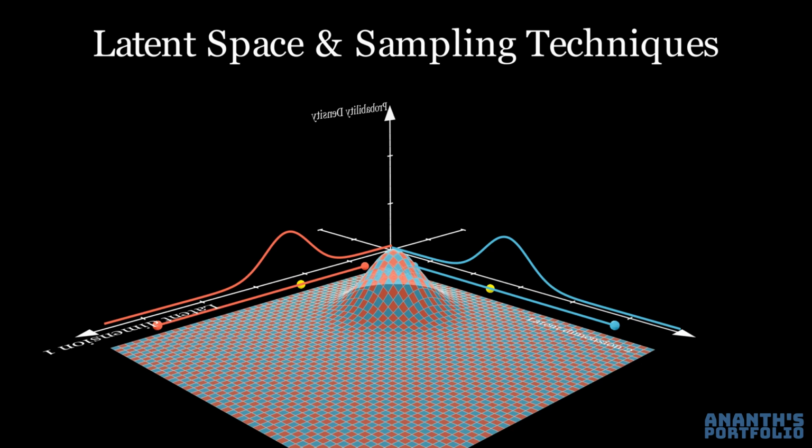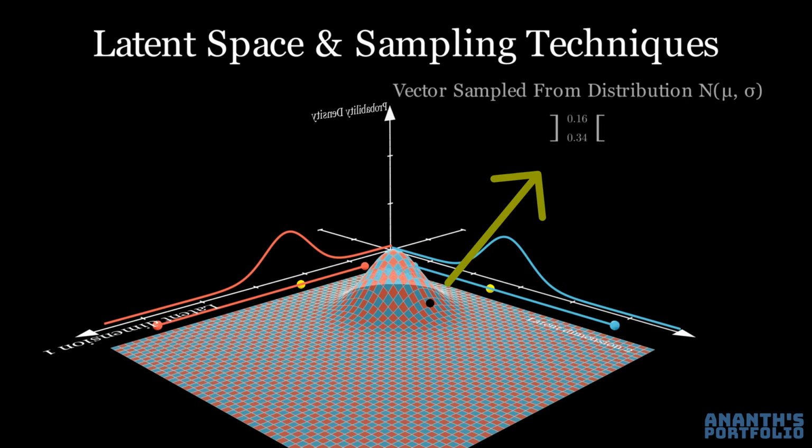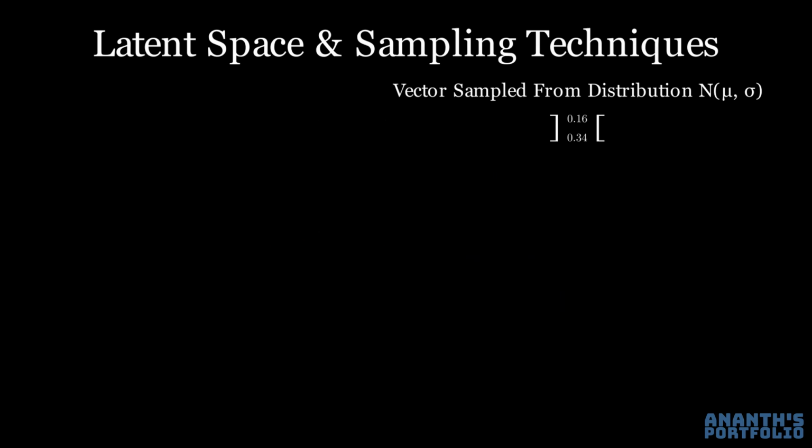Now, let's sample a random point from this distribution. Watch as we generate a new point based on our learned parameters. This sampled point will serve as input for our decoder, allowing us to generate new, meaningful data that captures the essence of our original dataset.